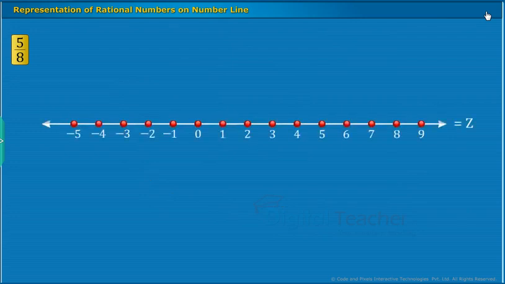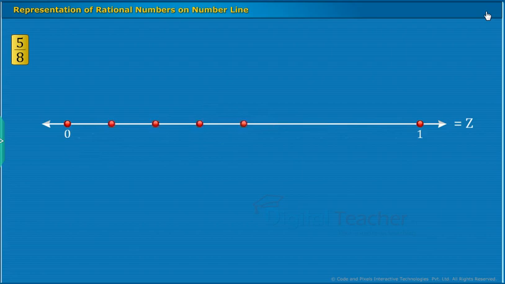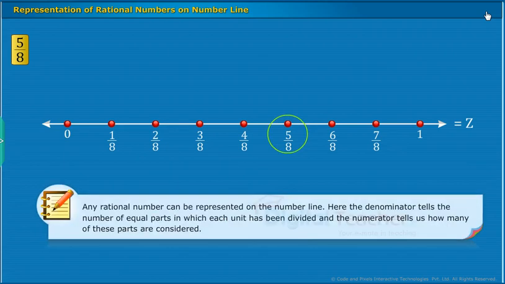Consider a number line and mark 0 and 1 as shown on the screen. Let us divide it into 8 equal parts and mark them as shown on the screen. Thus, the representation of 5/8 is as shown on the screen. Note: any rational number can be represented on the number line. Here, the denominator tells the number of equal parts in which each unit has been divided, and the numerator tells us how many of these parts are considered.